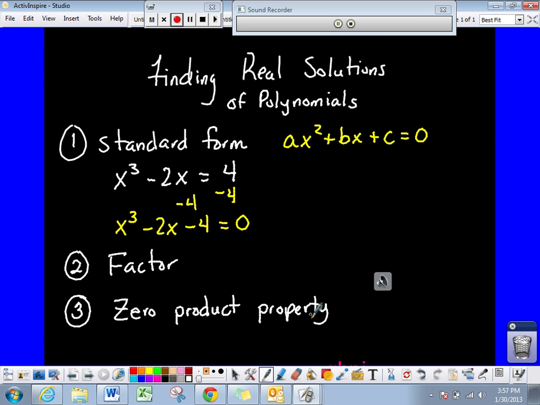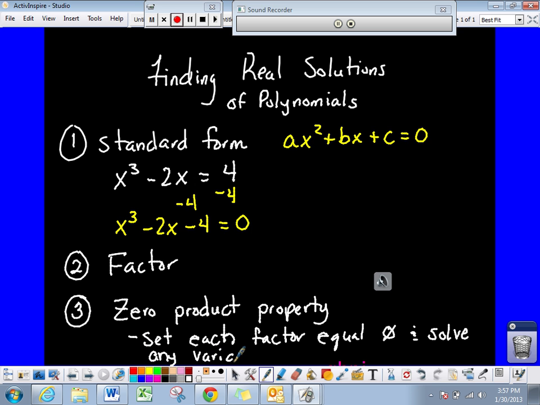So what is this zero property? This zero property says that everything that we factor out, we set each one equal to 0. Factor equal to 0, and solve for x. And I say x loosely, but it could be solved for any variable. Hopefully by working some of these problems, you're going to see a pattern and then understand what the zero property is. So let's look at an example.